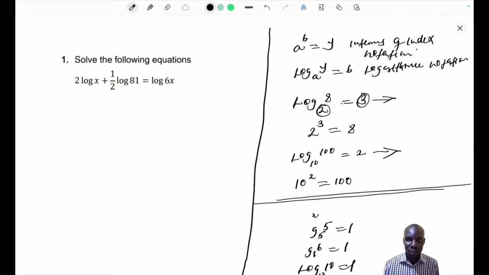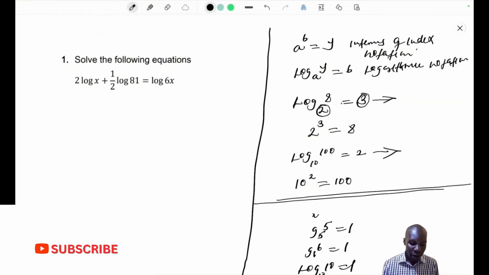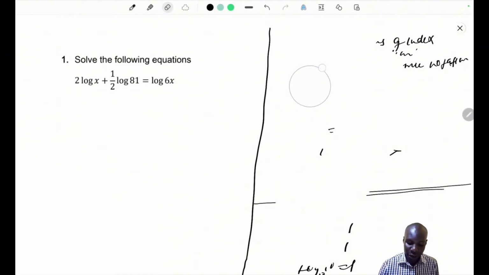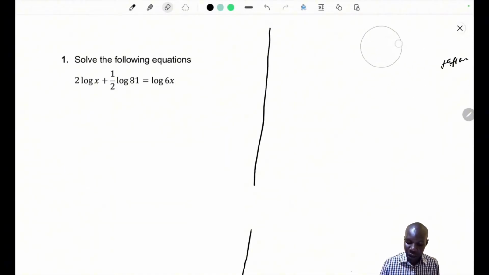So let us embark on number 1. In number 1, we are told to solve the equation 2 log of x plus a half log of 81 is equal to log of 6. So let's look at the question together. So 2 log of x.